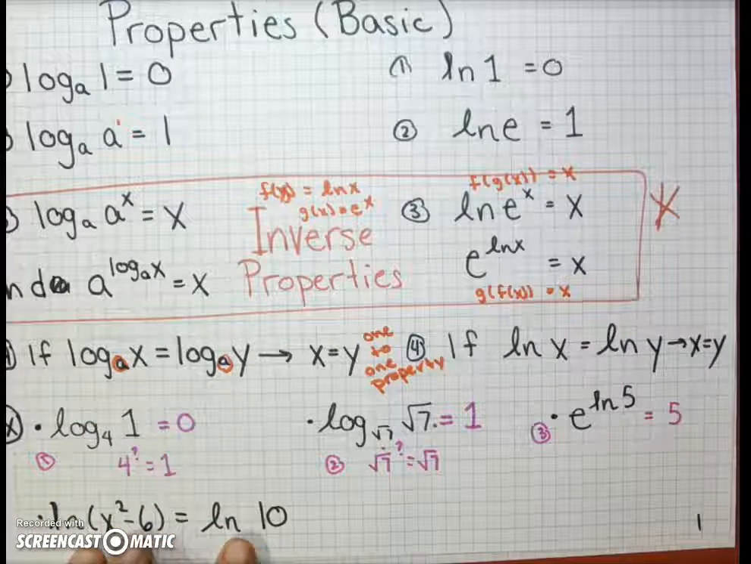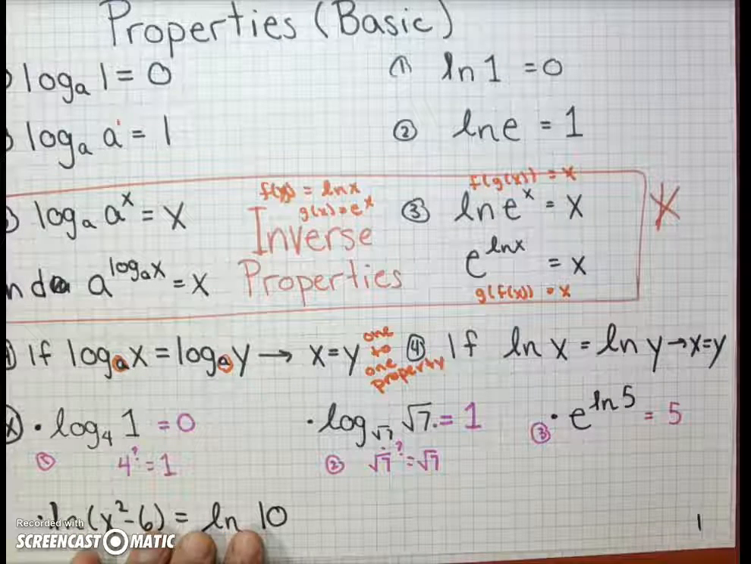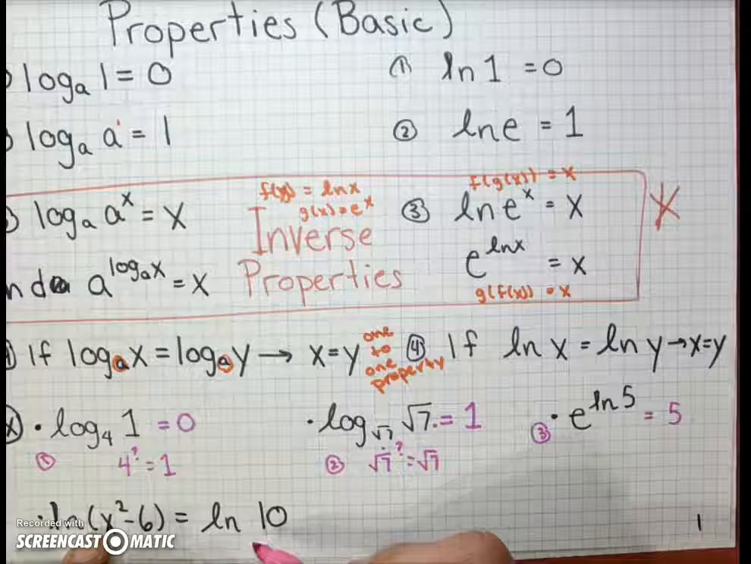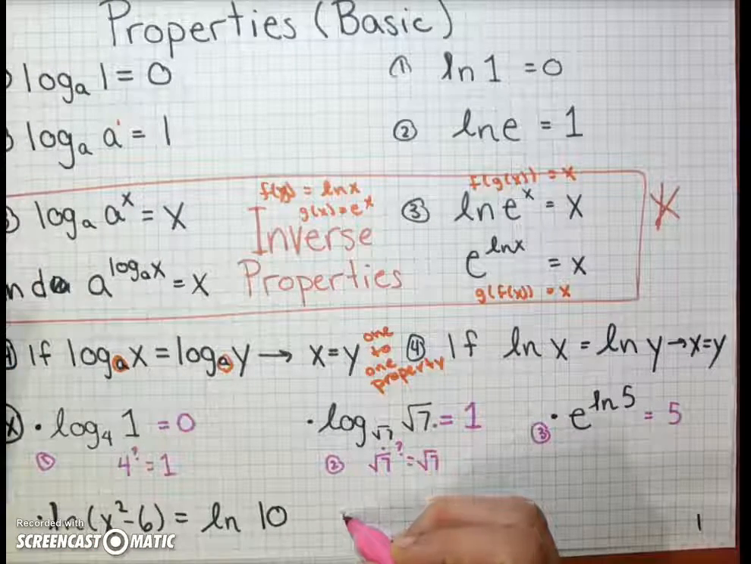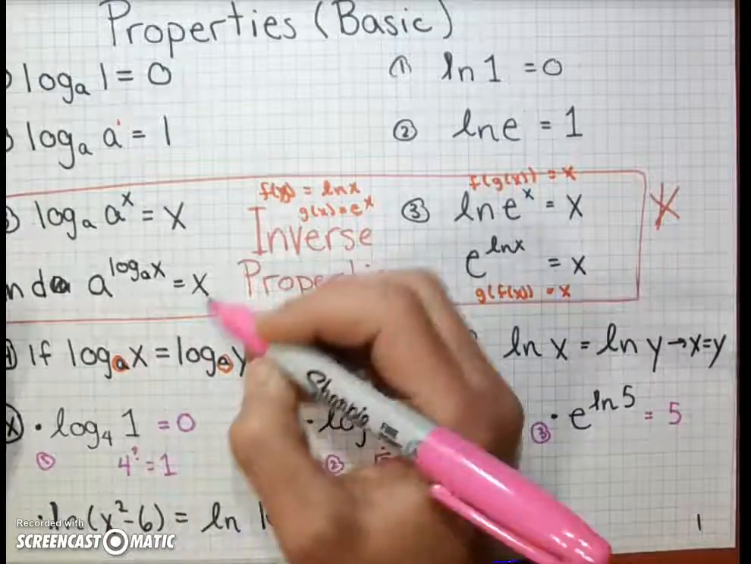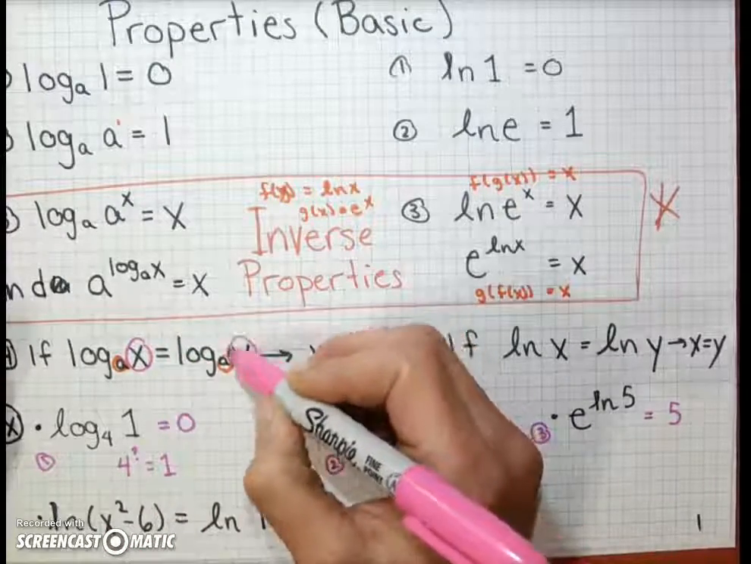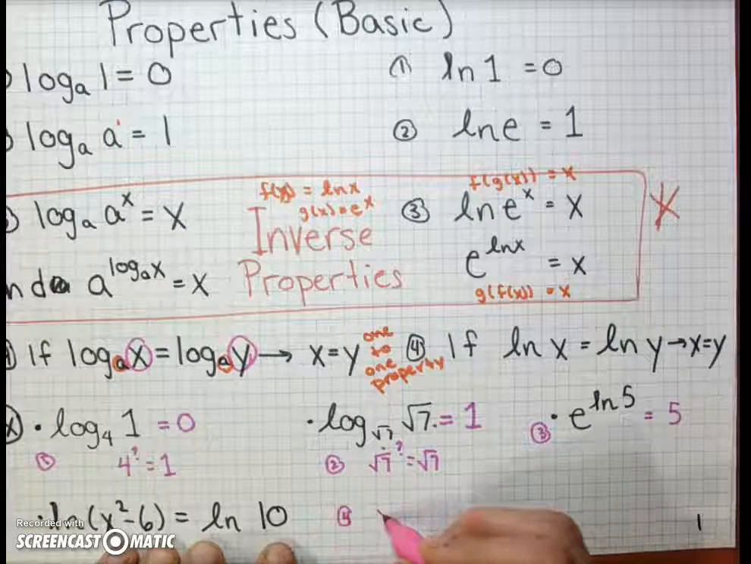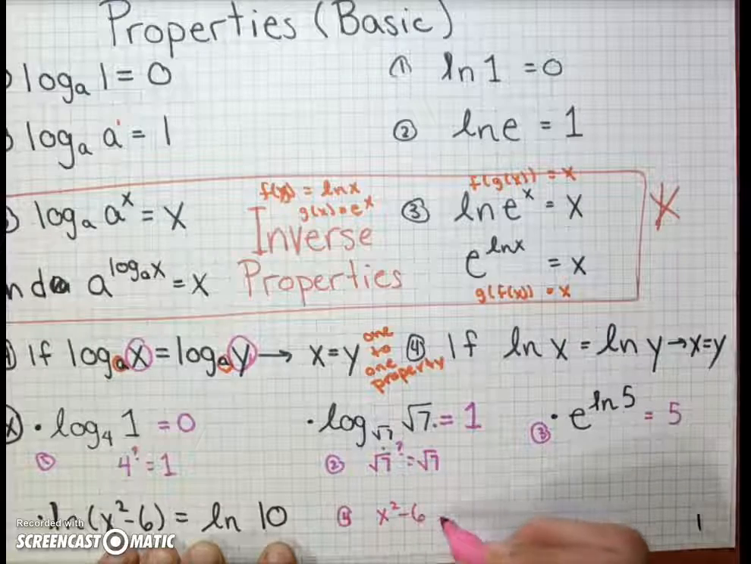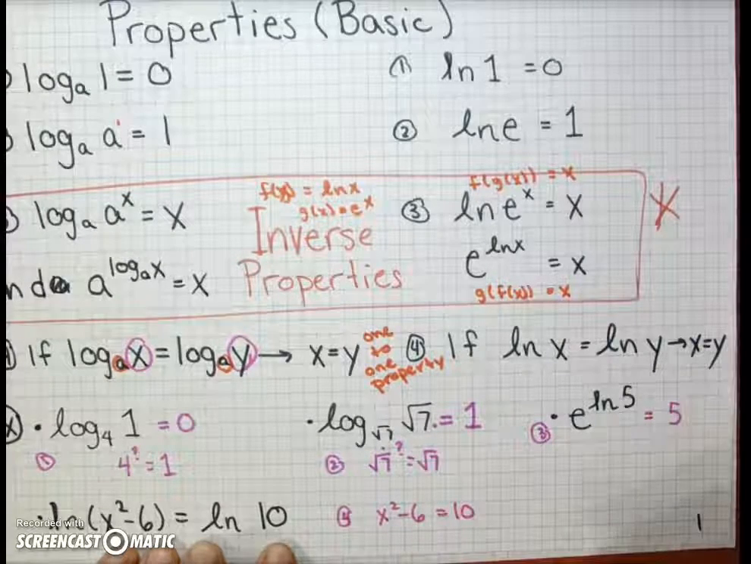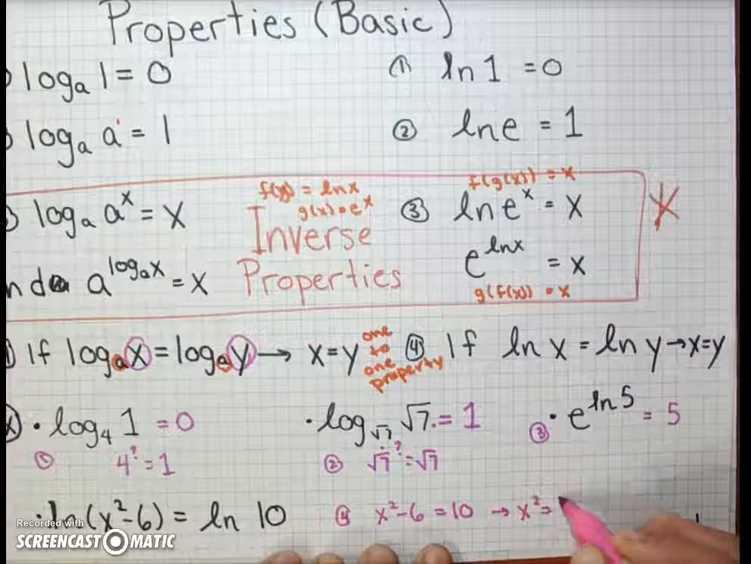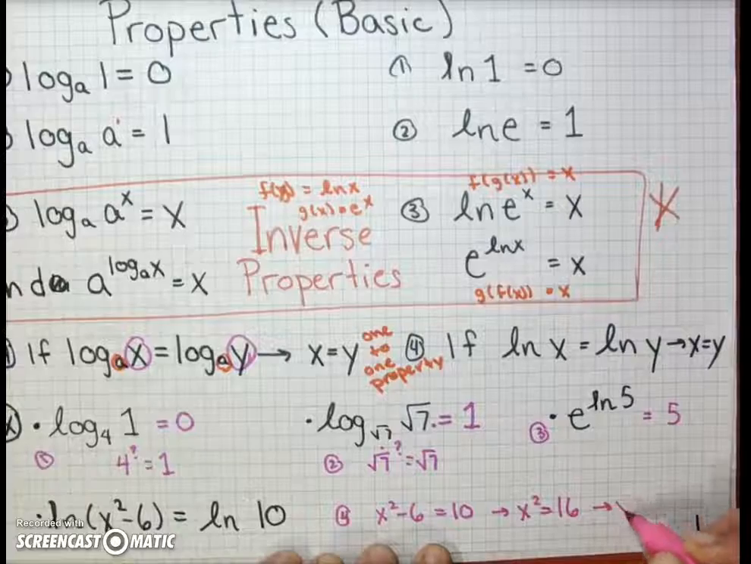Now, finally, if I have ln of x squared minus 6 equals ln of 10, I'll have two ln's that are equal to each other. They have the same base. They both have base e. So by property 4, that means the things inside of the ln have to be equal to each other by the one-to-one property. So this tells me x squared minus 6 is equal to 10. And that tells me that x squared is equal to 16. So x is equal to plus or minus 4.